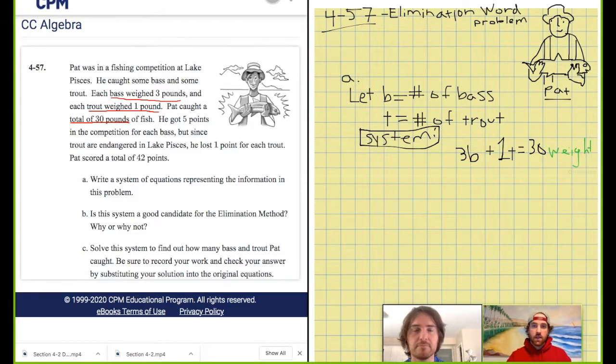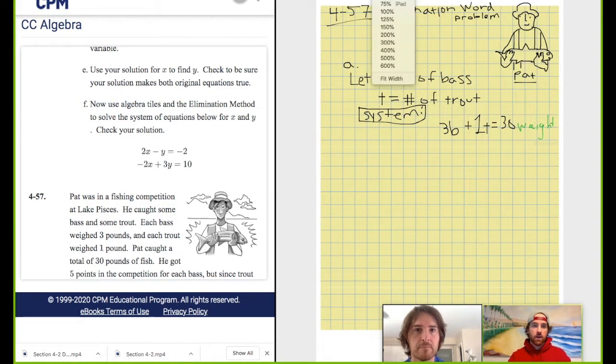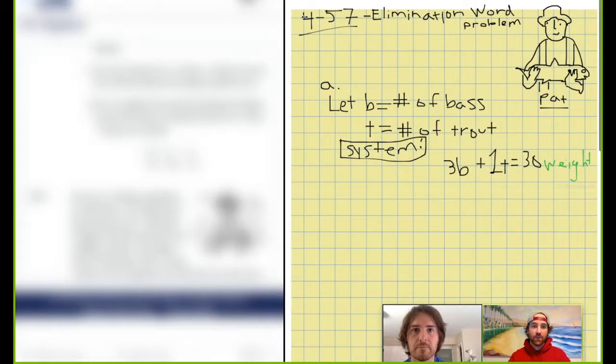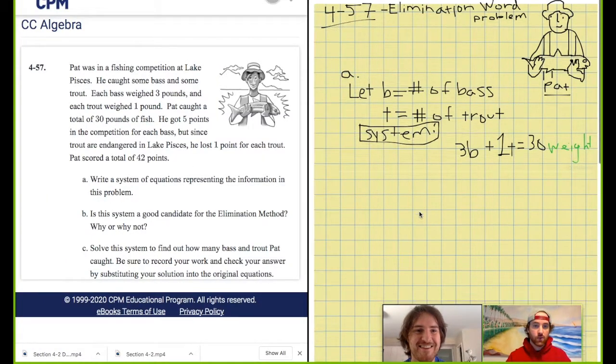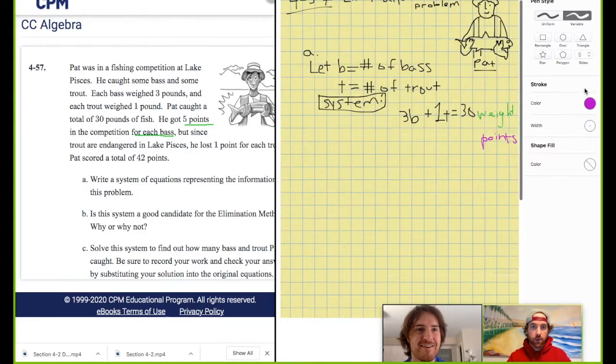All right, so we've got one more that we want to look at. We just did our weight. Now it's all about those points, because he's in a competition and he's got to score some points here. We know that we get 5 points for each bass, but trout are endangered, so he loses 1 point for each trout.